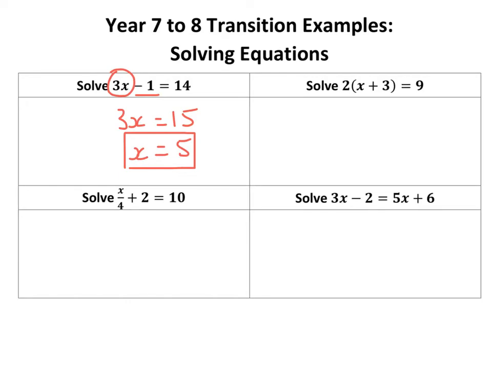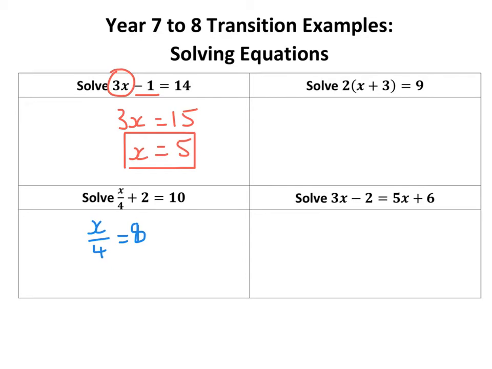Now, the second one looks a bit worse because it's got a fraction in, but actually it's exactly the same thing. So what number add 2 makes 10, or take 2 away from both sides? Either is a good way to think about it. So I'm going to take away 2 from both sides, and I should get 8. Alright, so x over 4 equals 8. Now, something divided by 4 makes 8.